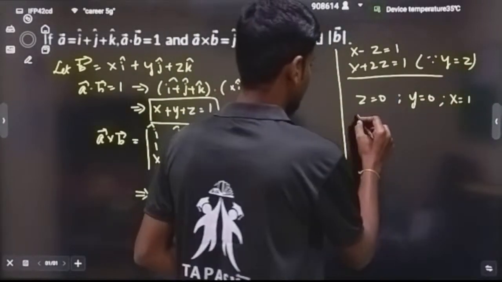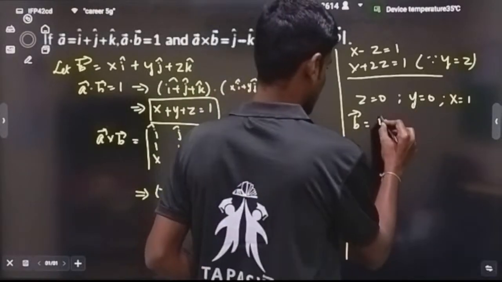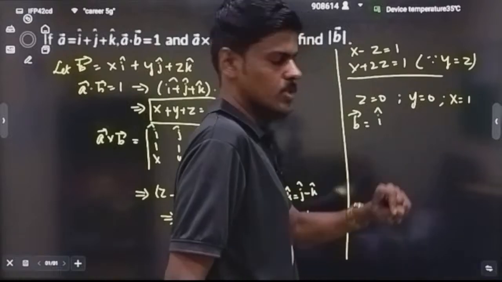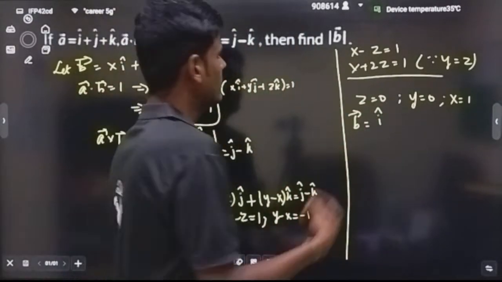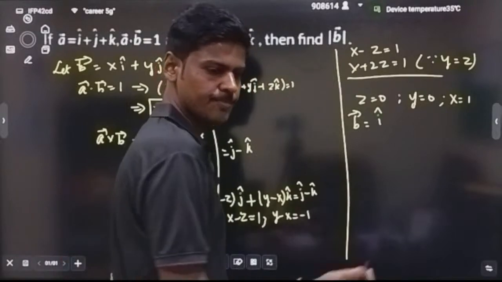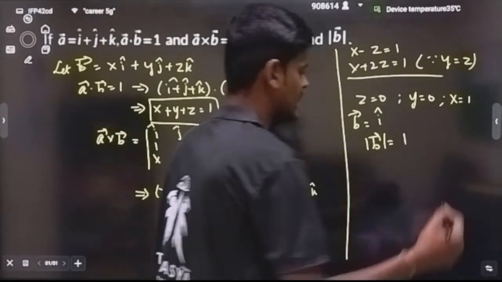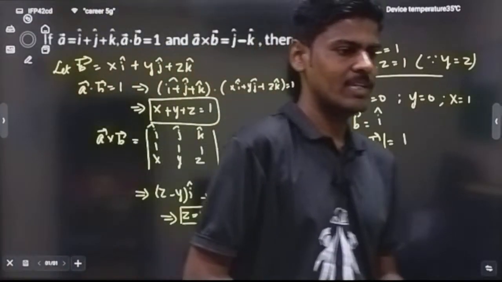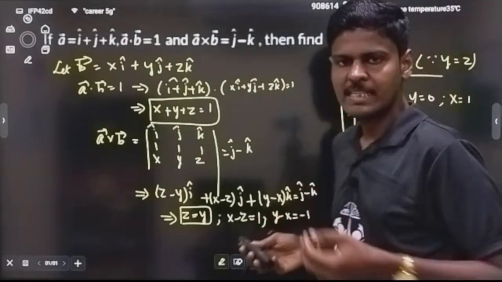So what is actually b vector? B vector is 1 into i cap, plus y into j cap, that is 0, plus z into k cap, that is also 0. Now what do we need to find? Modulus of b vector. That is equal to modulus i cap, which is 1, as it is a unit vector. Easy question, students. Right?